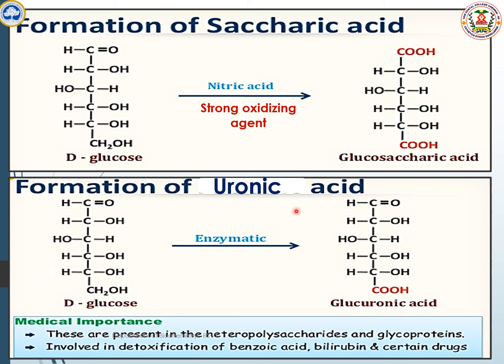Similarly, for the formation of uronic acid, the glucose is treated enzymatically where the terminal carbon is converted into carboxyl group. The structure is called as glucuronic acid. The importance of glucuronic acid is that it is a component of heteropolysaccharides and glycoproteins, and it is also involved in the detoxification reactions of benzoic acid, bilirubin, and certain drugs.